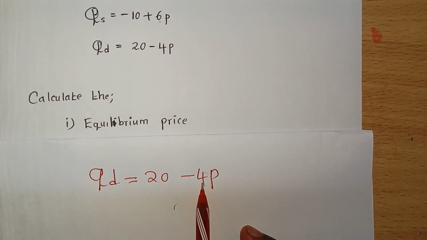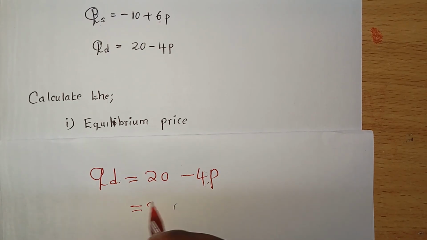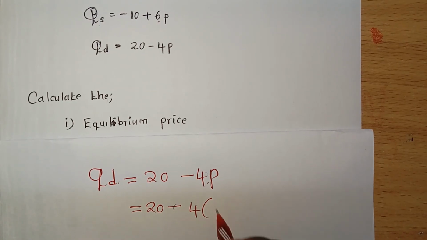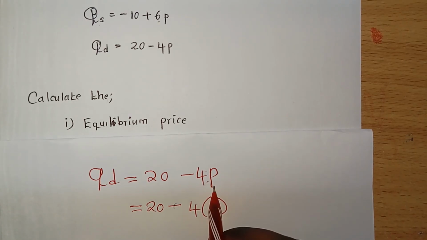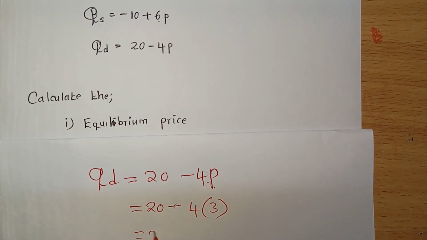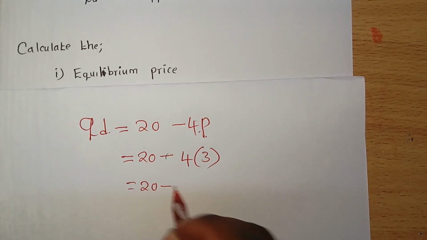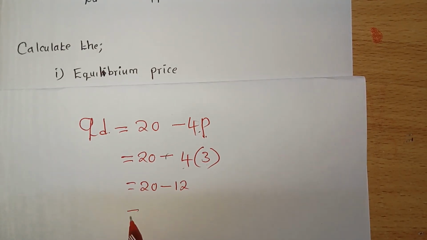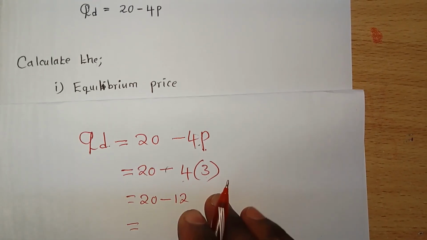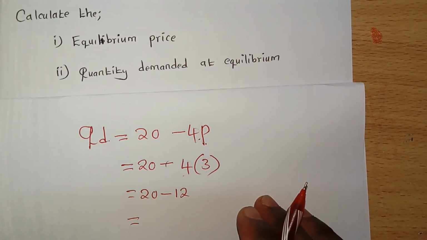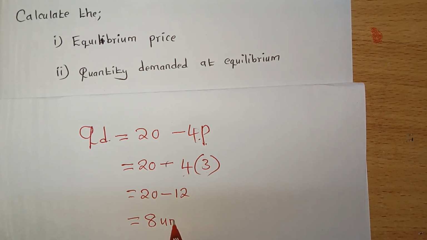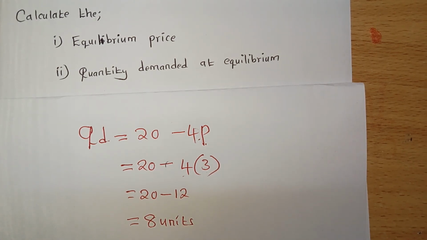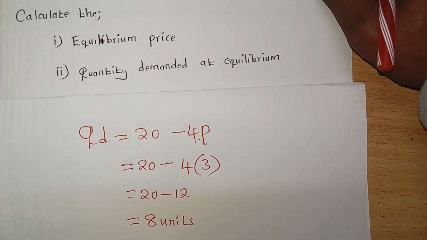Since we have been able to get our P as 3, we are going to replace this P with 3, because we have gotten 3 as our equilibrium price. So here we have 20 minus 4 in bracket 3. P stands for the equilibrium price. So we have 20 minus 4 times 3, which is supposed to give you 12. So meaning our quantity demanded at equilibrium is supposed to be 8 units. So that's how we find quantity demanded at equilibrium.